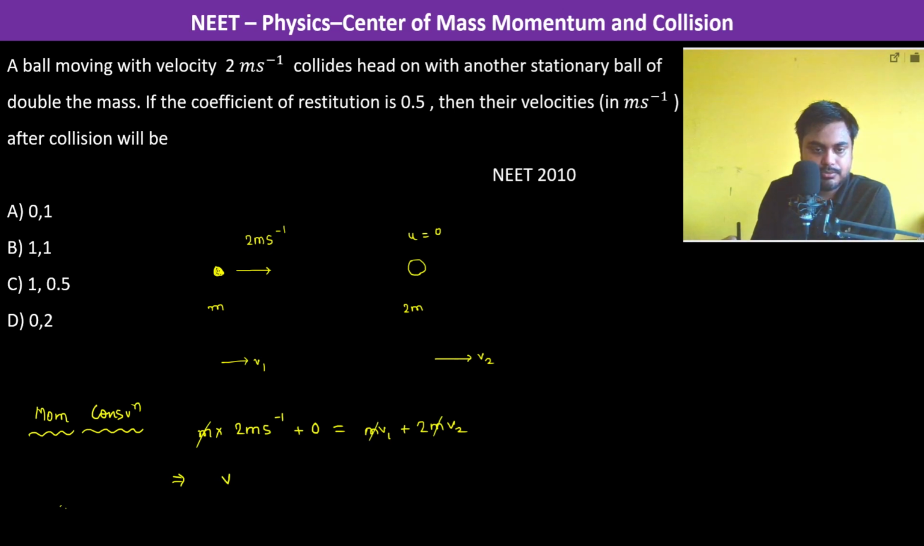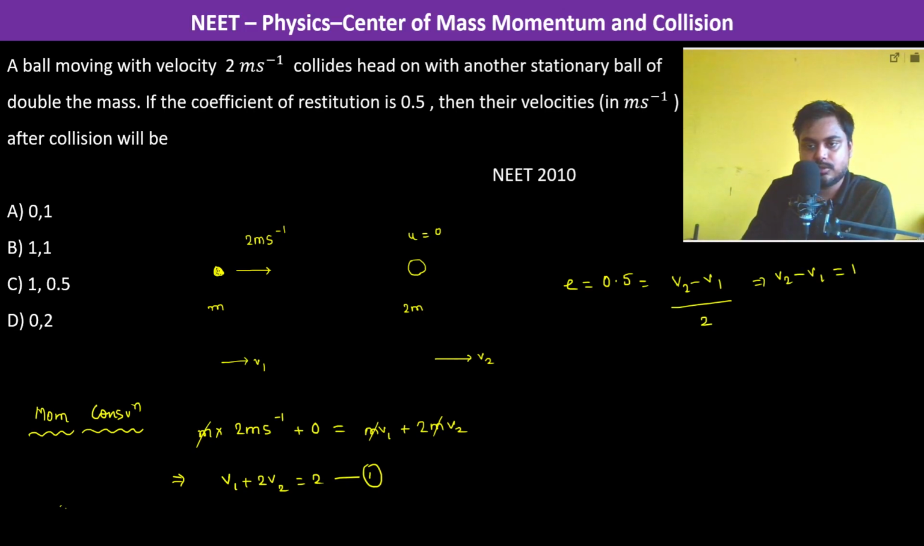So therefore v1 plus 2v2 is equal to 2. That is the first equation. Now the coefficient of restitution is 0.5. So therefore e is equal to 0.5, which is velocity of separation by velocity of approach. So v2 minus v1 by velocity of approach, which is 2. So therefore v2 minus v1 is equal to 1.